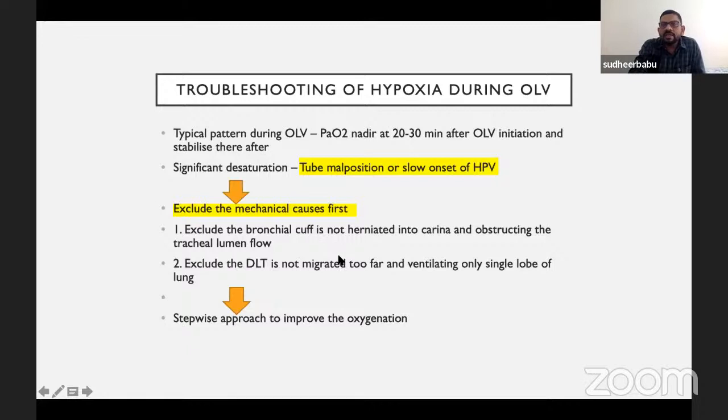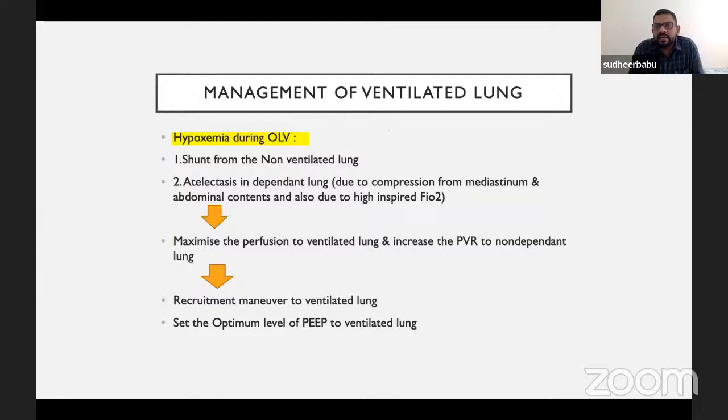And once that is excluded, then you can do the other maneuvers: you can manage your ventilated lung, you can manage your non-ventilated lung, or manage the perfusion. So these three things you have to manage once the tube malposition is excluded. Okay. So how to manage the ventilated lung? There is a possibility of atelectasis in the dependent lung because of compression from the mediastinum and also the abdominal contents, and also because of the high FiO2 you are using. This can cause atelectasis in the dependent lung, and also some amount of shunt from the non-ventilated lung. So these are the factors which can cause hypoxemia.